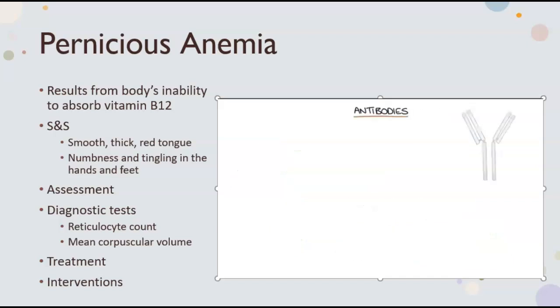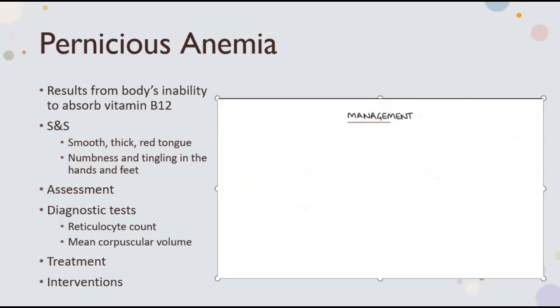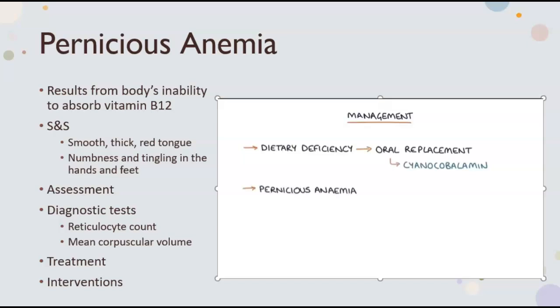So there's two antibodies, and testing for autoantibodies is used to diagnose pernicious anemia. The first is intrinsic factor antibodies, which is the first line investigation, and the second one is gastric parietal cell antibody, which can also be tested but tends to be less helpful. So what's the management? Well, dietary deficiency can be treated with oral replacement with cyanocobalamin, unless the deficiency is severe. But in pernicious anemia, oral replacement is inadequate because the problem is absorption rather than intake.